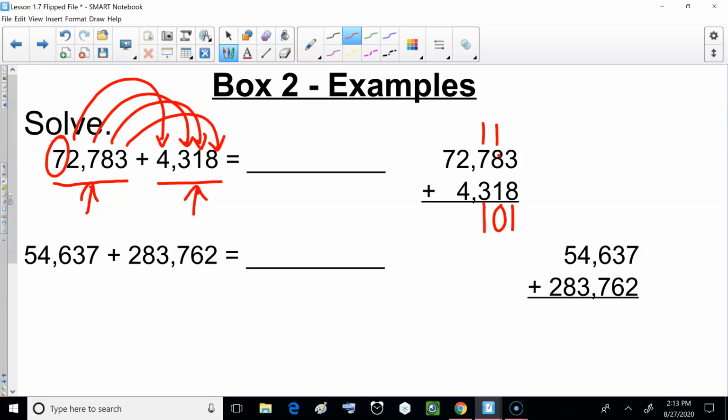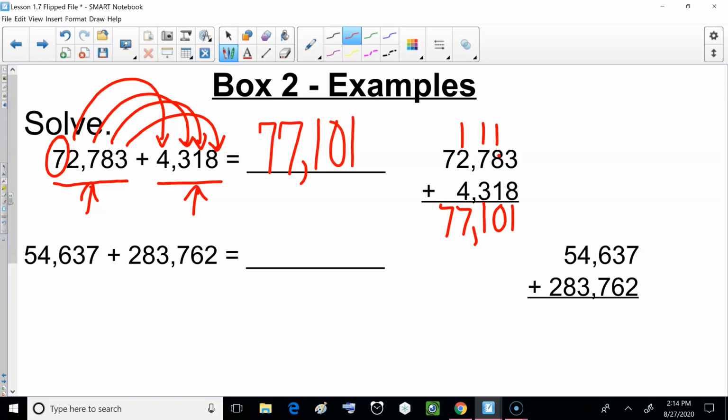So the 1 part would go there, and the 10 part would go above the 1,000. I have 1,000 plus 2,000 plus 4,000, which is 7,000s. Only one digit, don't have to worry about carrying a place value. And 7 plus, if there's nothing there, that's just like 0. 7 as well. So when I add those two numbers together, I get the answer of 77,101.